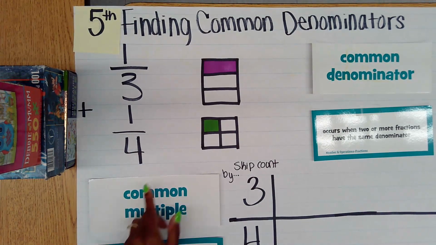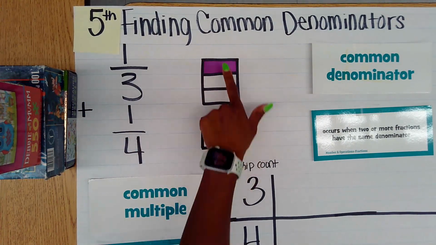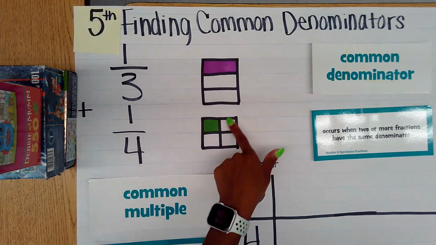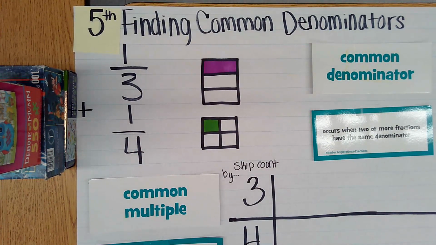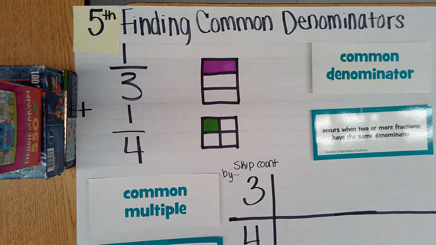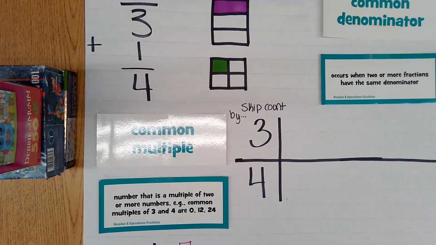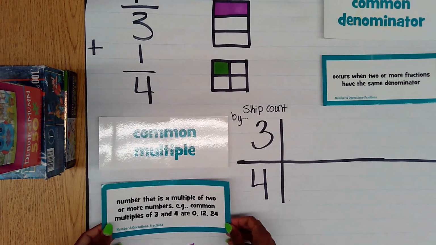In order to make these two equal, to make equal parts, that's where finding a common denominator comes into place. One way we are going to do that is by finding the least common multiple. Before we focus on least, let's just talk about what a common multiple is.